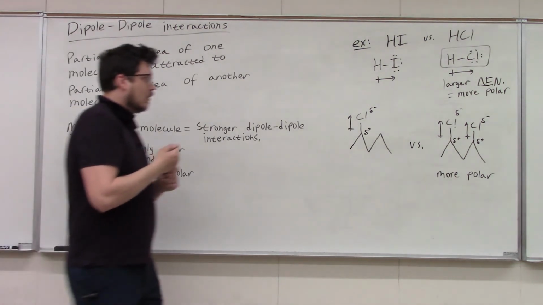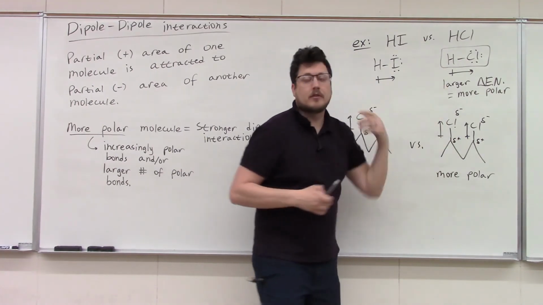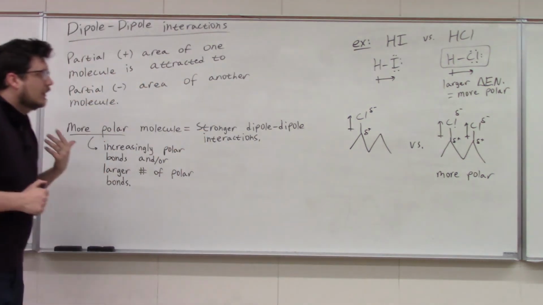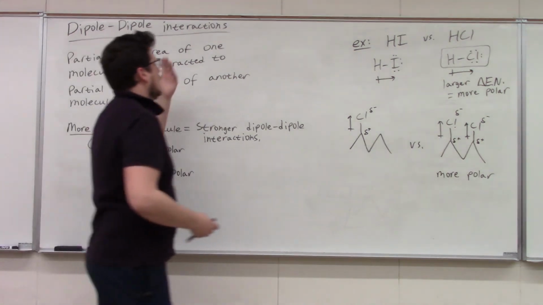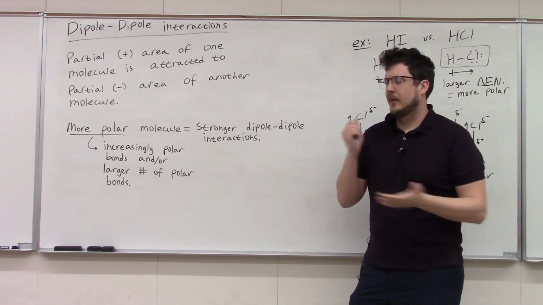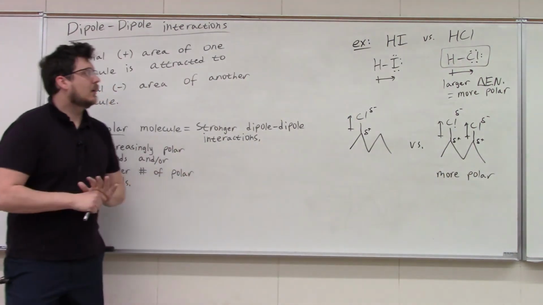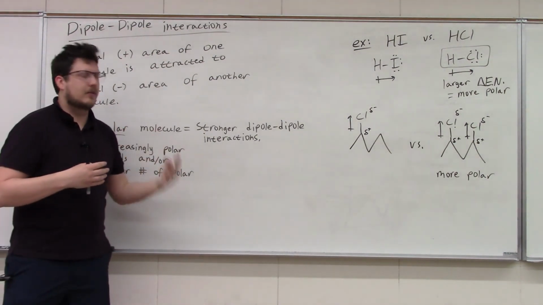You can have more of these polar bonds, or you can have a larger difference in electronegativity in your bonded atoms. Either way, you get there. So as those go up, you get stronger dipole-dipole interactions. So this is how you kind of rank within the category. All right, so next we'll talk about ion dipole and then hydrogen bonding, and we'll be done introducing the 4 different types we're going to talk about.